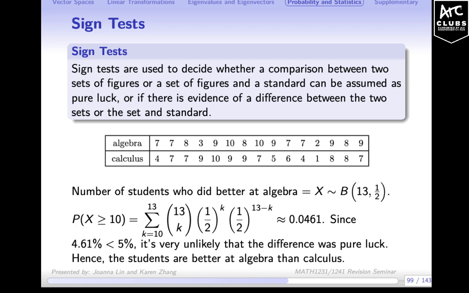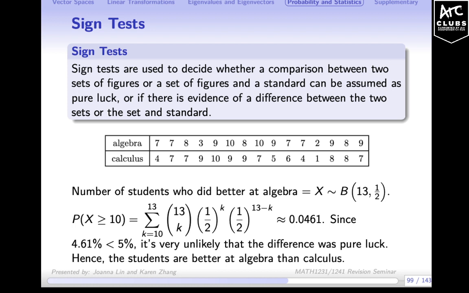If I find the probability of obtaining results that are more extreme than what we have here, so the number of students being greater than or equal to 10 who did better at algebra, we can calculate it using your binomial distribution. You can find that it's actually 0.0461. Since this is less than 5%, it's really unlikely that the difference was just pure luck. That just means that the students are actually better at algebra than calculus. It wasn't just a half chance that they were better at algebra or at calculus.